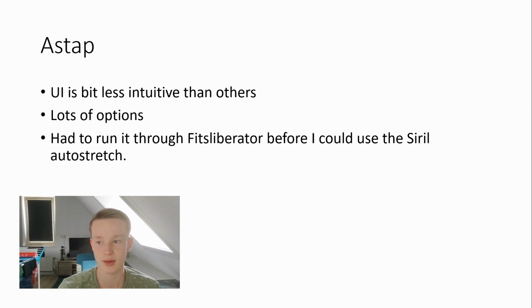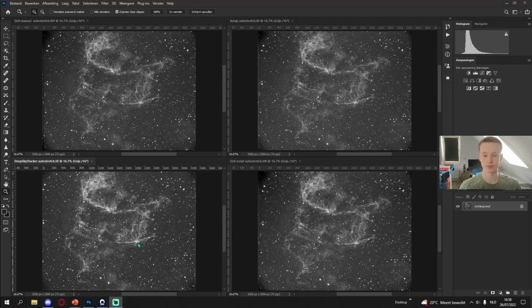The last one is ASTAP. As I said, the UI is a bit less intuitive compared to the other ones. You have a lot of options, and personally I had to run through the FITS liberator before I could use the auto stretch in Siril, because the auto stretch on the FITS file from ASTAP didn't work correctly.